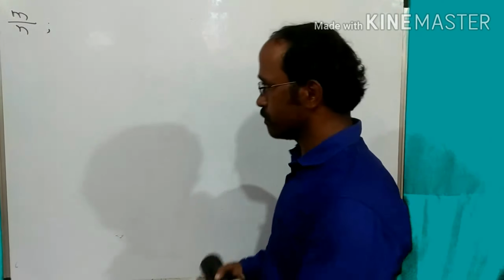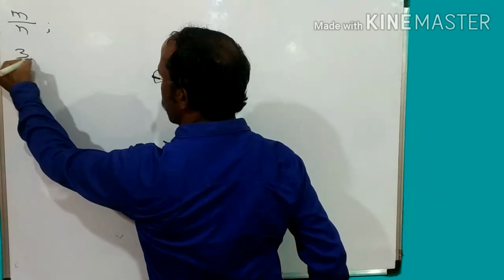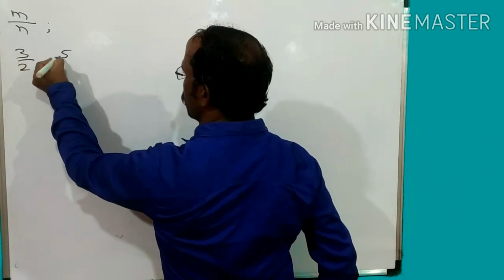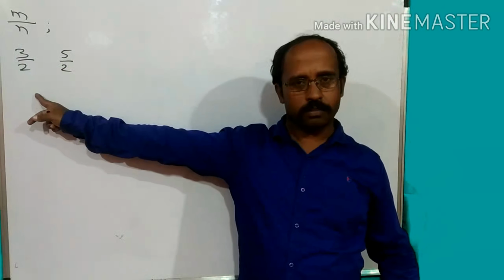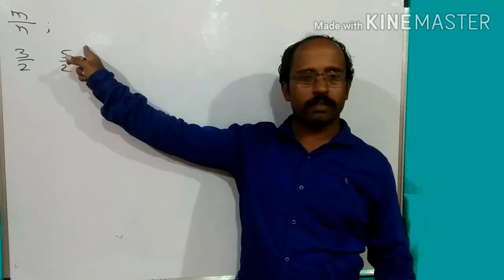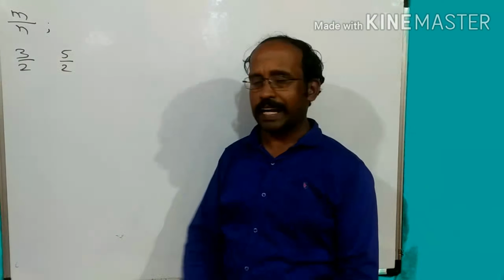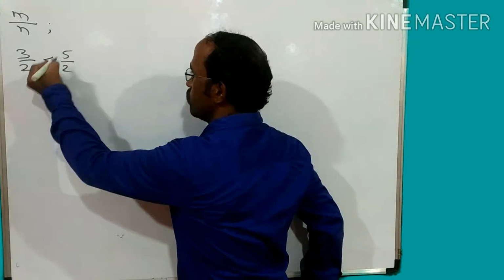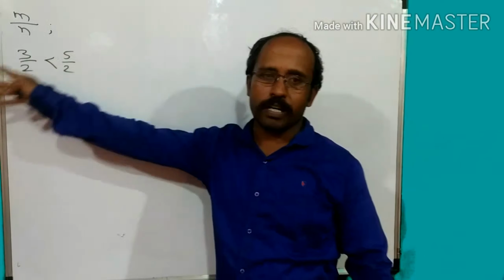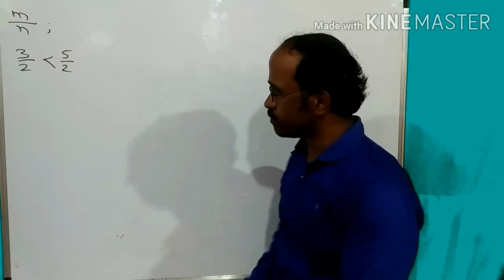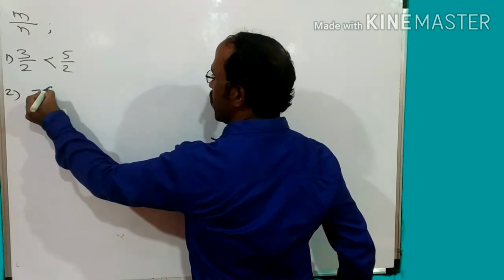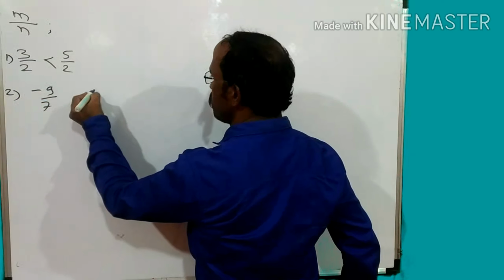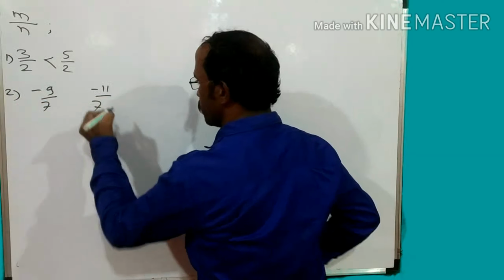So let's start with, suppose we have to compare 3 upon 2 with 5 upon 2. In this case, denominators are same, so the number with greater numerator is the greater number. So we will show that 5 upon 2 is greater than 3 upon 2. Got it?